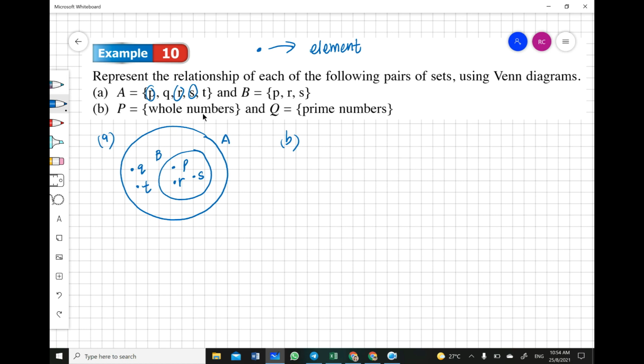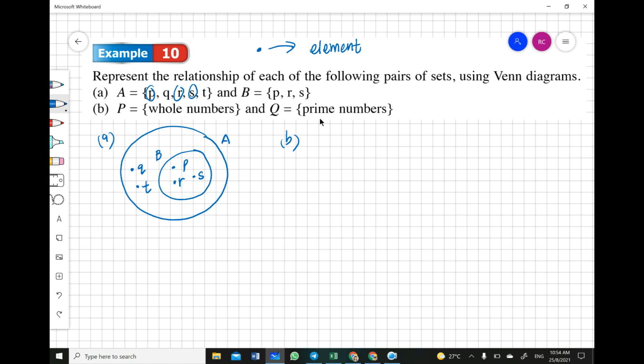P is whole numbers, but they didn't give you any range, right? So whole numbers can be 0 to 100 to 1000, 1 million, 1 trillion, and so on. The number is infinite. You cannot finish. And then Q is prime numbers. Also, they didn't give you the range. Julat, they didn't say from what number to what number. So over here, we will have a lot of prime numbers: 2, 3, 5, 7, 11, 17, 19, and so on.